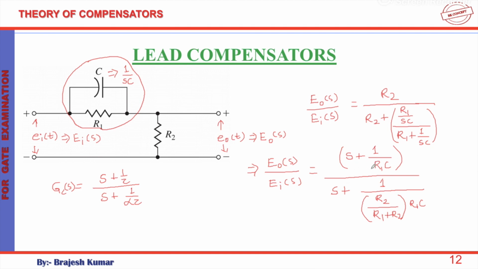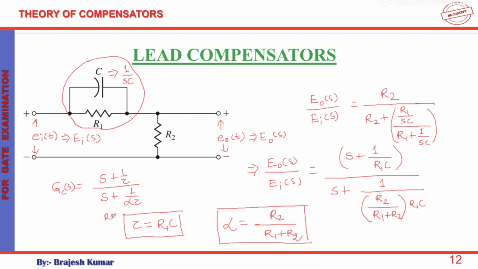And if we compare this transfer function of the given circuit with the general form of a lead network, we will conclude that tau will be equal to R1C for this particular network, and alpha will be equal to R2 divided by R1 plus R2. It will be better if you remember these two results. It will be more helpful for you.